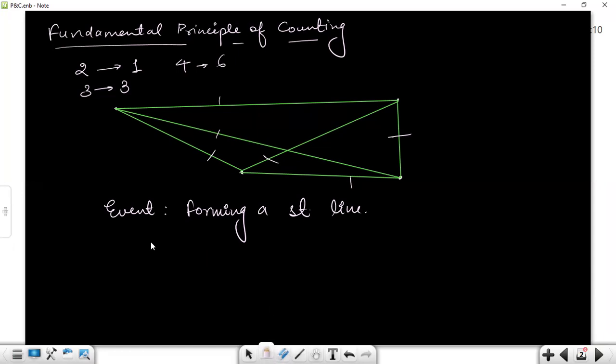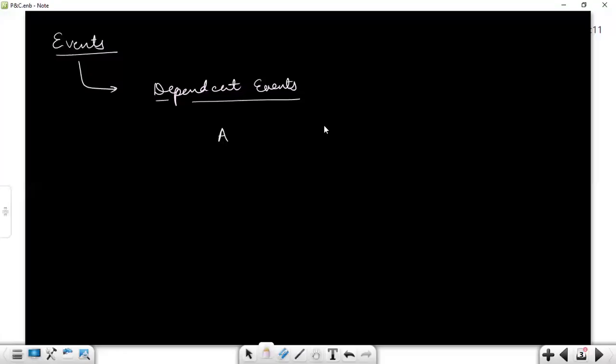Now, events are of two types. I have just given you an example of events. Now we'll talk about events. Events are of two types. Dependent events. We're talking about plural events. Dependent event means that, let's say there is an A event and there is a B event. So the B event is dependent on the A event. It can be like, if only A happens, then only B happens, something like this.